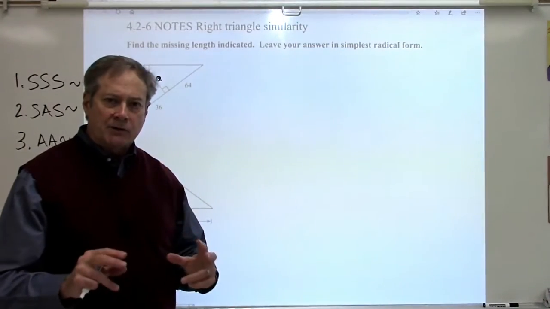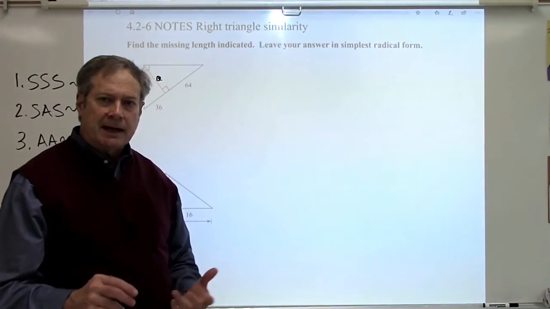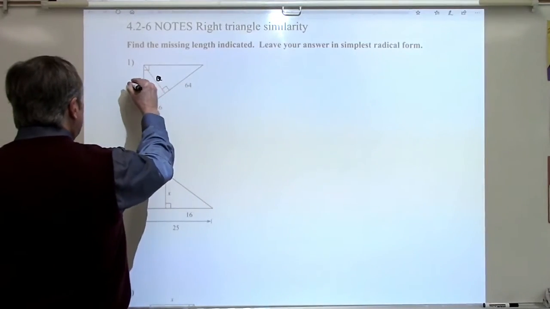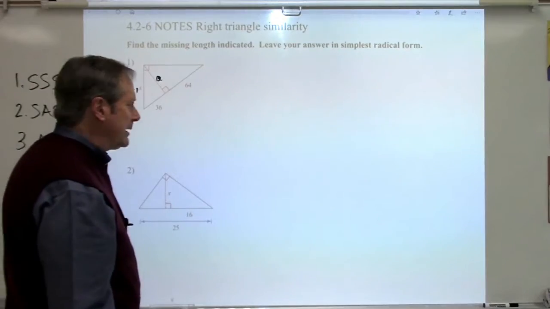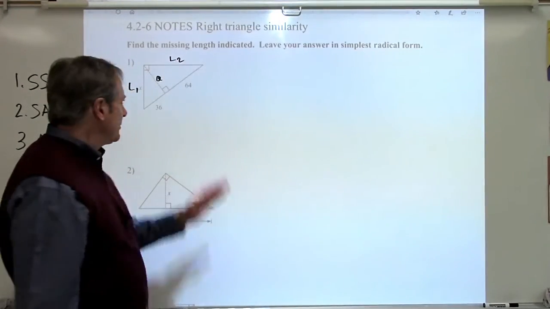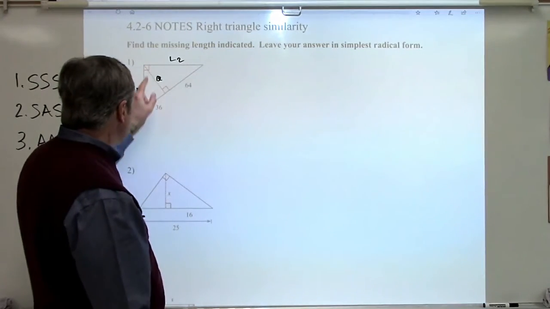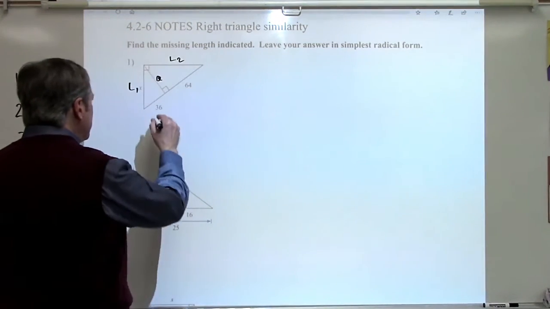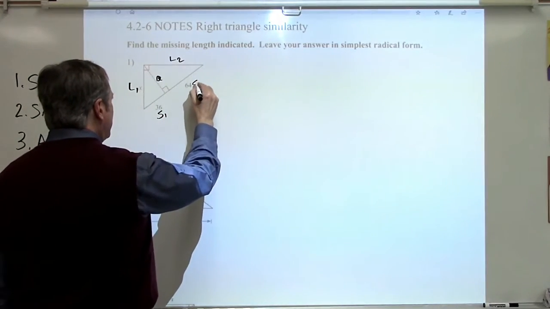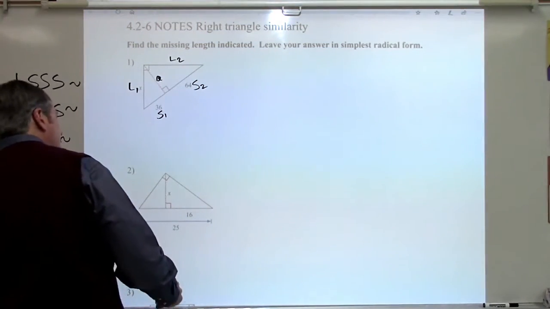Now, there are parts of these right triangles that you're going to have to commit to memory, and I'm going to label them for you. This side we're going to call leg 1, and that side leg 2. And I'm talking of the bigger triangle. That's the altitude. This part of the hypotenuse is segment 1. That part is segment 2.